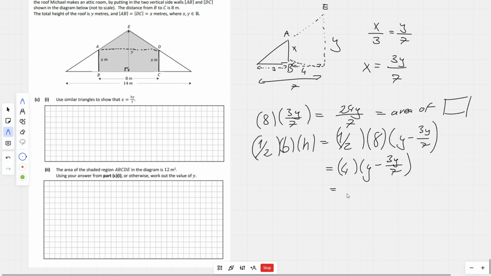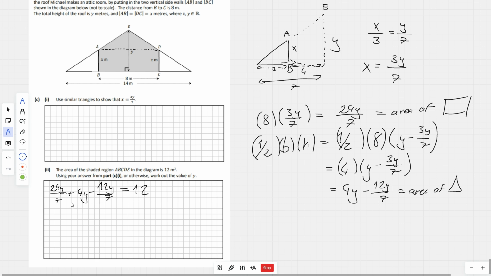And then let's just multiply that out. So that would be 4y minus 12y over 7. So now if we add this area, so this is the area of the triangle. So if we add the area of the rectangle and the area of the triangle, they should both equal together to 12. So let's just do that now. So we'll say the rectangle is 24y over 7 plus 4y minus 12y over 7 is equal to 12.